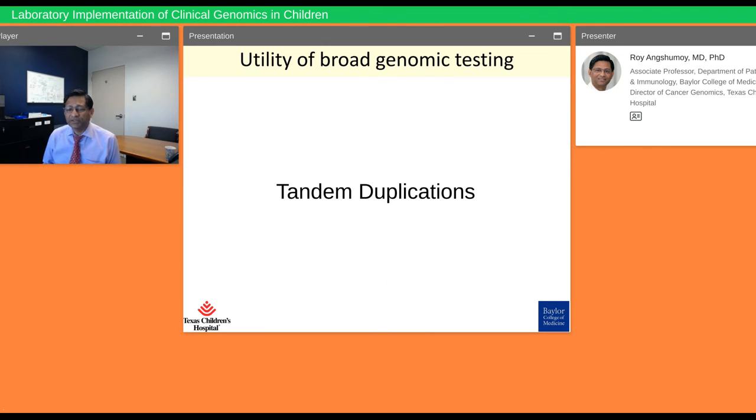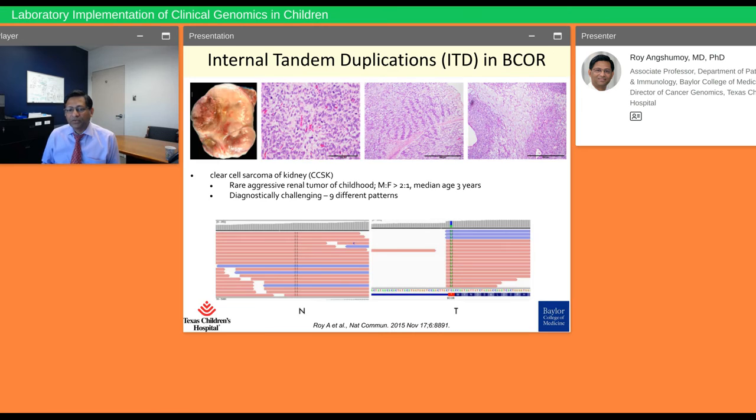a series of cases where we looked at a different type of alteration, and these would be classified as tandem duplications. Now, tandem duplications by themselves are one of the most difficult alterations that currently exist in terms of clinical genomic analysis pipelines, because they provide a unique challenge in terms of mapping these events to the reference genome, because there are segments that are duplicated and they do not exist on the reference genome. So this is an example of internal tandem duplications in a gene called BCOR, or BCL6 co-repressor.